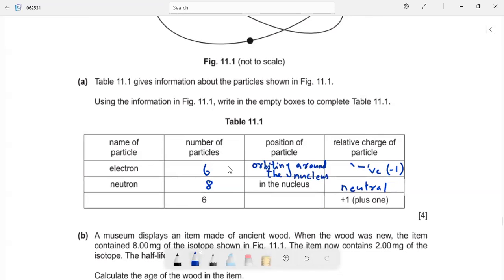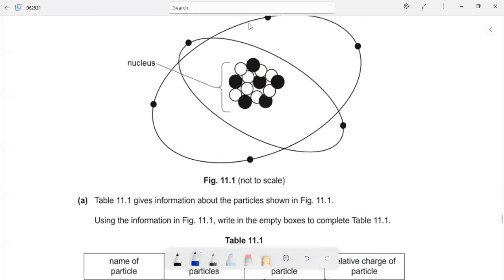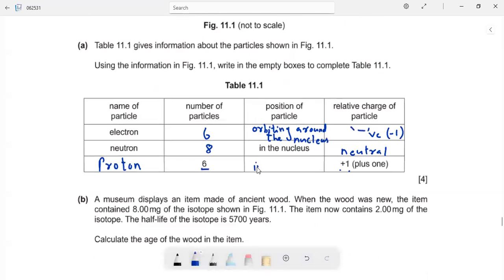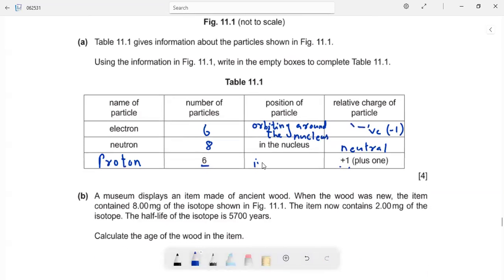So next, the number of particles is given as 6. It has a positive charge. Positive charge means it is a proton. Total 6 are there. They are inside the nucleus. Protons are found inside the nucleus. So the position of the particle is in the nucleus.